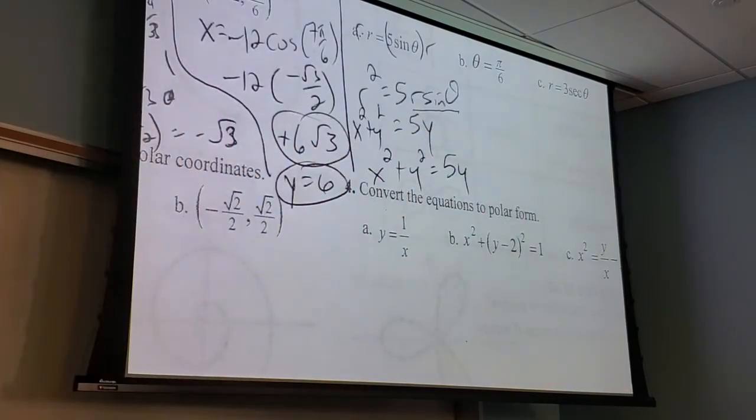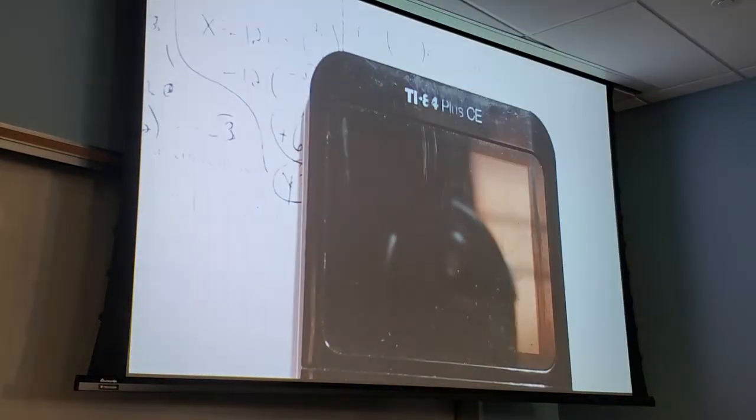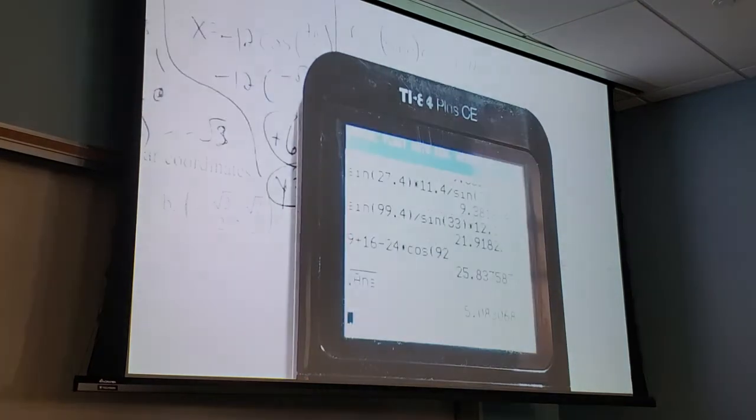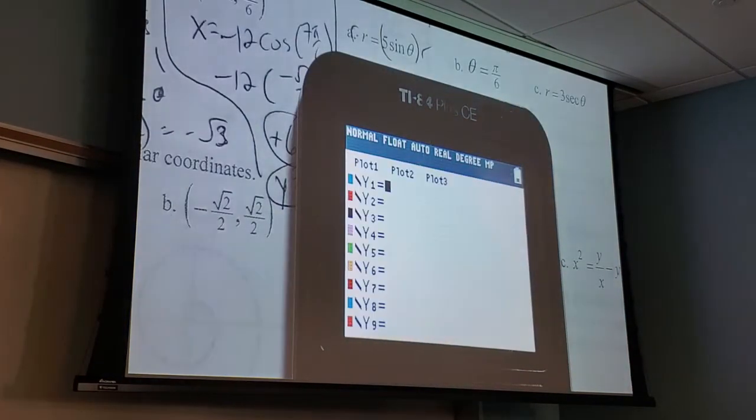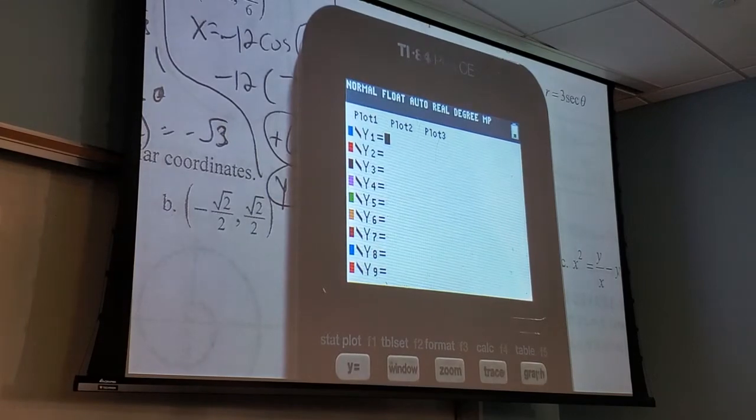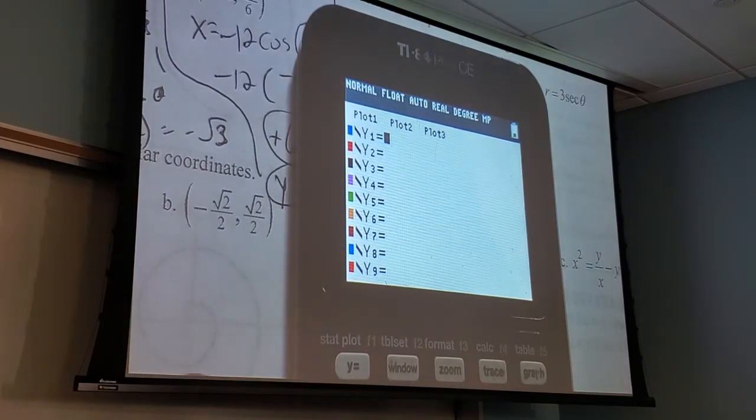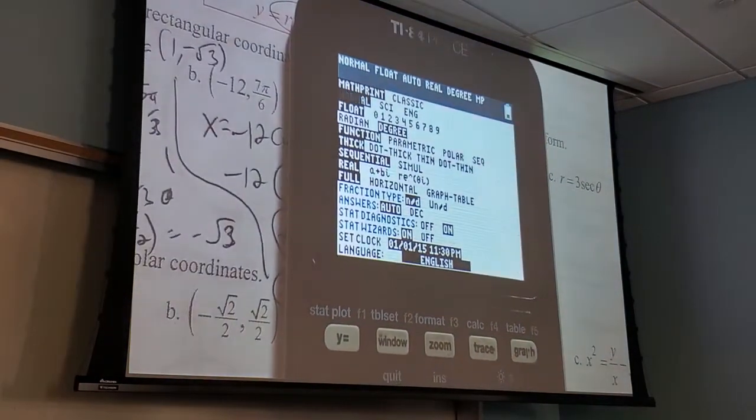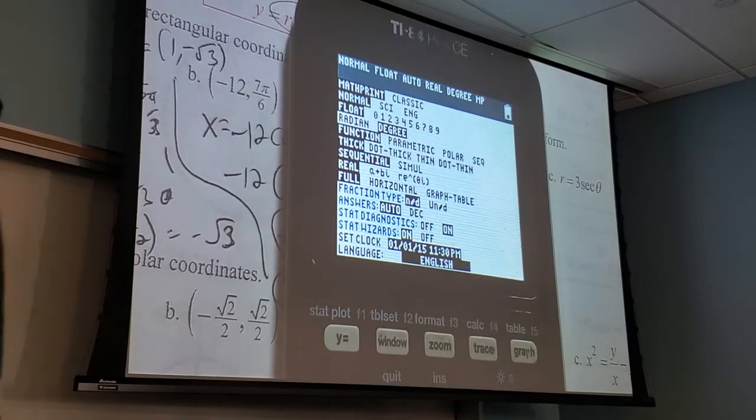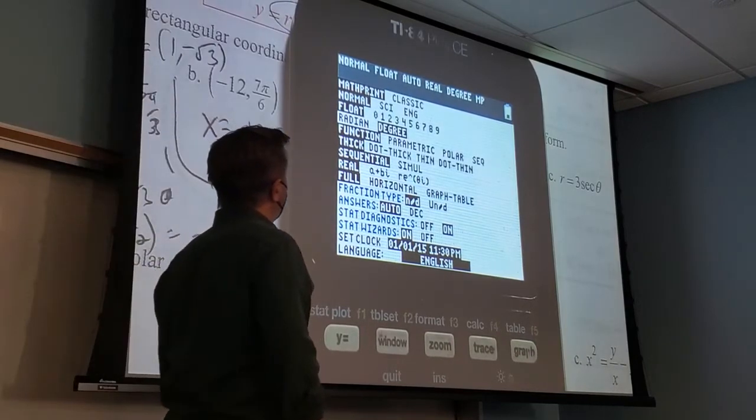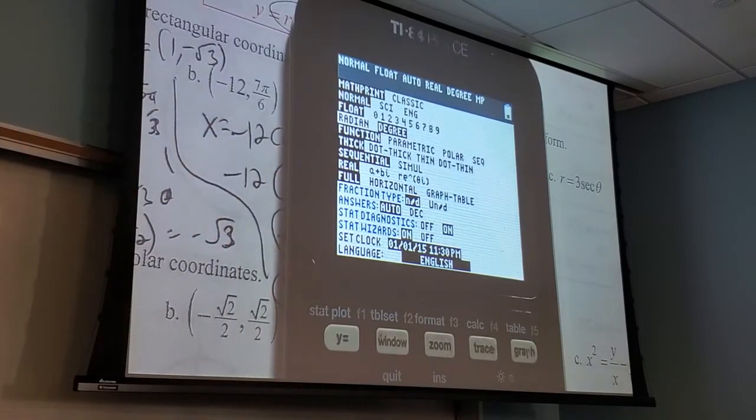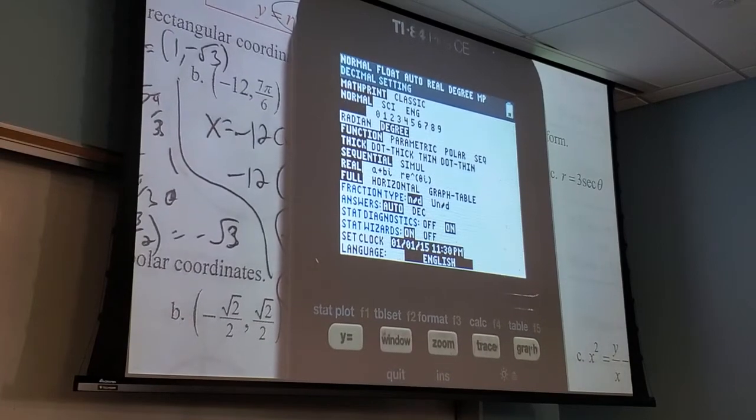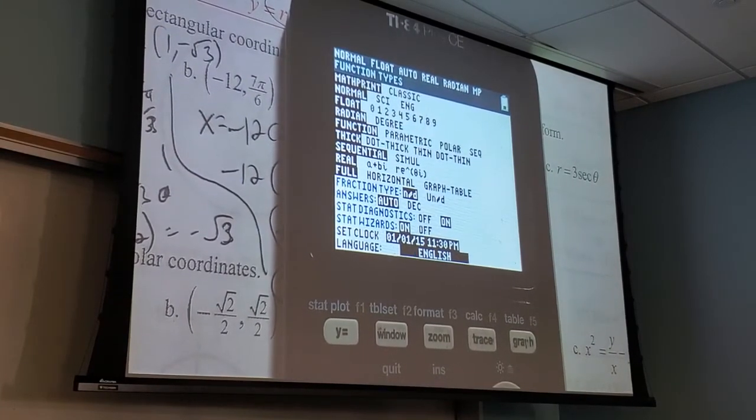So real quick, right now, I'm kind of mixing everything together, but that's okay. I want you to notice something about your calculators. If I hit y equals right now, it comes up with y equals. If I hit mode, do you see anything up there related to what we're talking about right now? Polar. Let me change it to radians, and let me change it to polar.